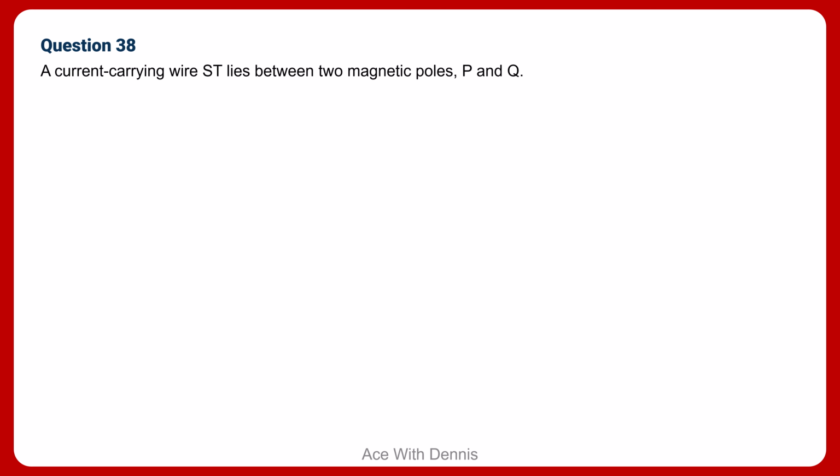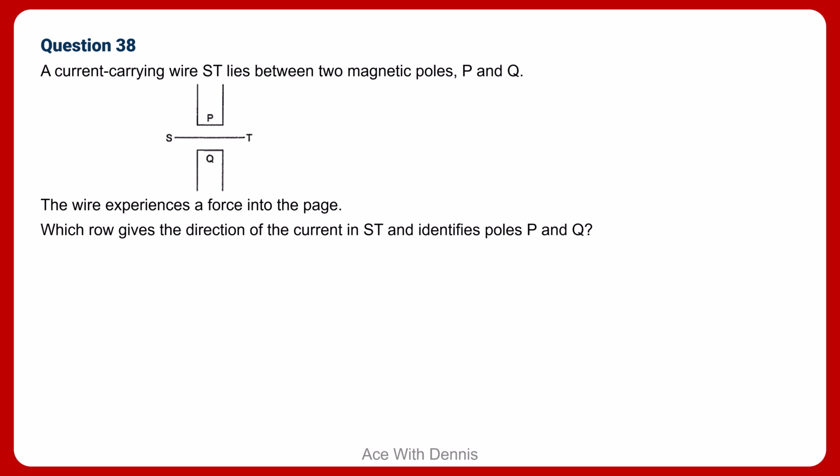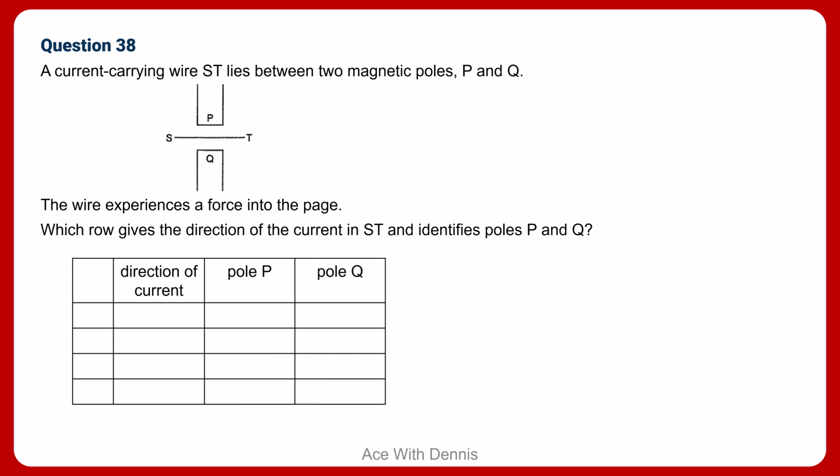Question 38. A current carrying wire ST lies between two magnetic poles P and Q as shown in this diagram. The wire experiences a force into the page. Which row gives the direction of the current in ST and identifies poles P and Q?